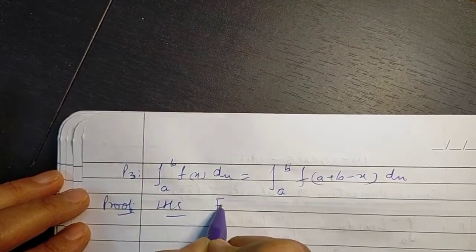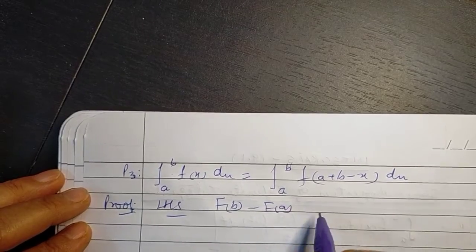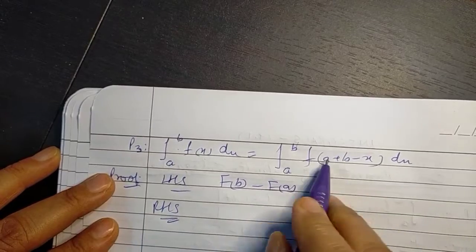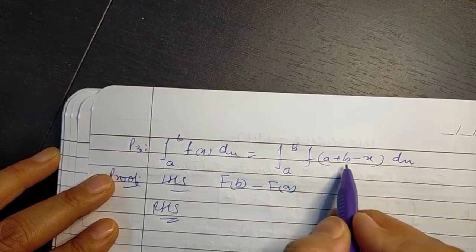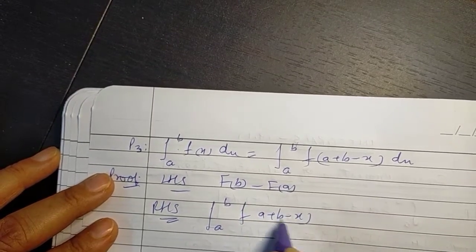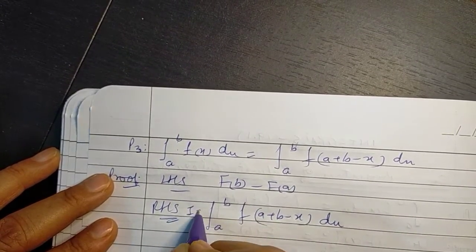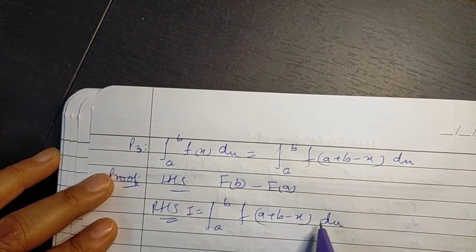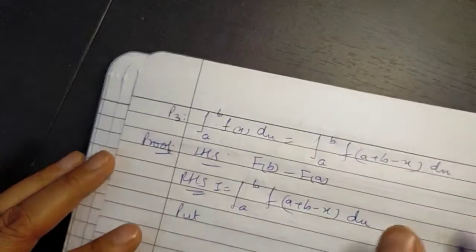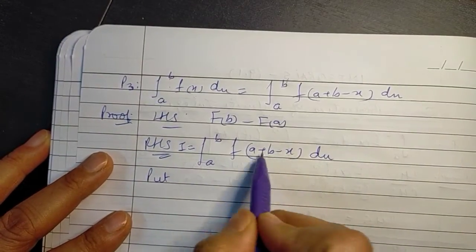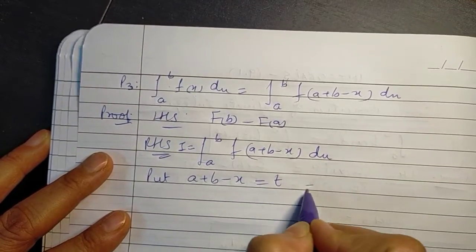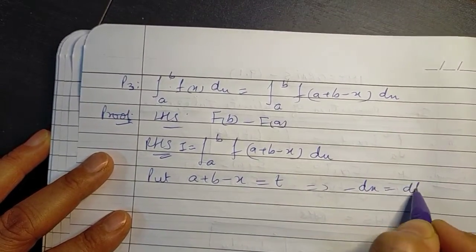Left hand side we already know it is f(b) minus f(a). Now let's start with the right hand side. Here we know that this is a function of a function, so right hand side is integral a to b f(a plus b minus x) dx. Let's call it I. Now, as we usually do, the inner function we always put as t. So let's put a plus b minus x as t. We get minus dx as dt.